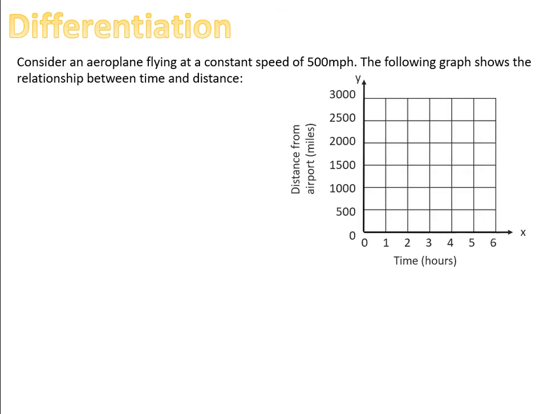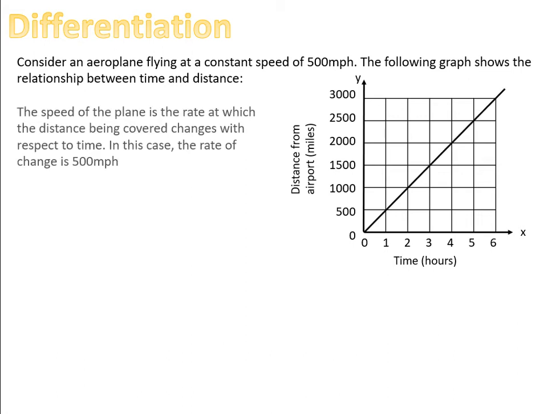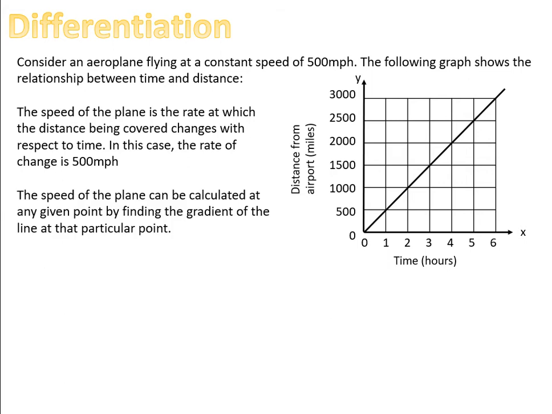So this is going to be a graph showing the relationship between time and distance, which you've seen before. You do a lot in terms of speed, distance, time. And we've got this specific line, which is showing the aeroplane flying at a constant speed of 500 miles per hour. Okay, so the speed of the plane is the rate at which the distance being covered changes with respect to time. So that's this idea of rate of change. So in this case, the rate of change is 500 miles per hour. Okay, so from the graph showing us time against distance, we can work out speed. Okay, and speed is the first example of rate of change that you'll deal with.